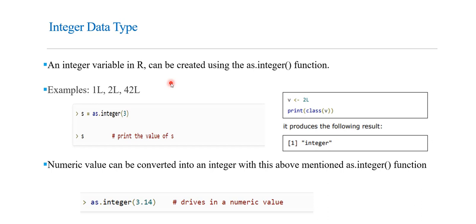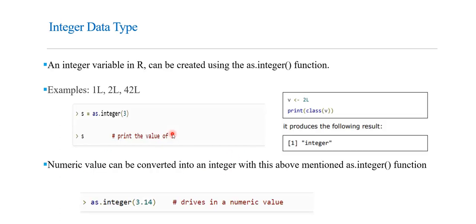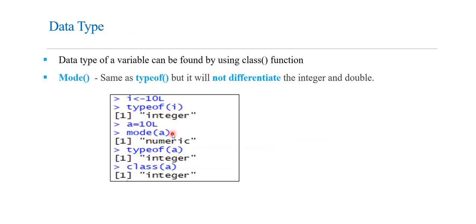If you are using class of or type of, these two data types will be distinguished properly. If you are defining a numeric value and check the data type using class of, you will get the result as numeric. Similarly, if you use type of, you will get the result as double or numeric. But if you are using mode of for finding the data type of the variables, integer and numeric will not be differentiated.